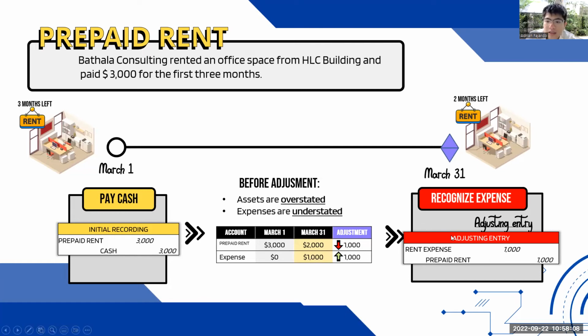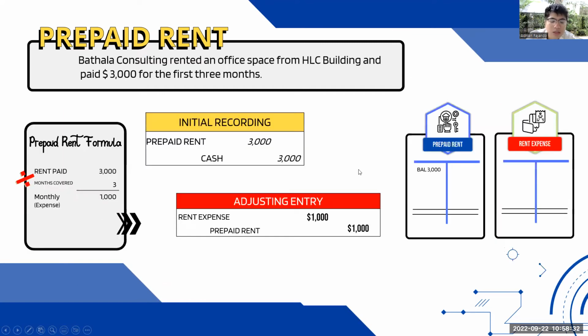Right? So this will correct our overstatement of assets and our understatement of expenses because si assets pinababa natin ng 1,000 in order for it to reach the true value of 2,000. Si expense, pinataas natin by 1,000 to reach its true value of 1,000, right? Represented by the journal entry, rent expense 1,000, prepaid rent 1,000. So how do we solve for prepaid rent? Basically, you look at the rent paid and then you divide it by the months covered, right? So basically, 3,000 divided by 3, your monthly expense should be 1,000 and therefore 1,000.